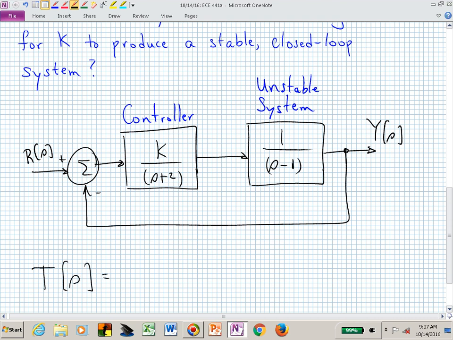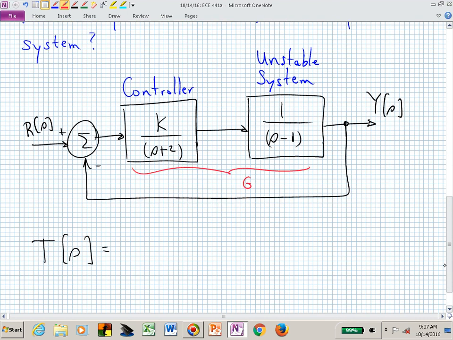And if we combine both of these effectively and just call that G, now we can use Cheer number 2, which is G over 1 plus GH. What's H? That's the gain in the feedback path. That's 1. Let's not even put it in there. So our closed loop transfer function is G over 1 plus G, where G, like I said, is this cascade combination of the controller and the plant.